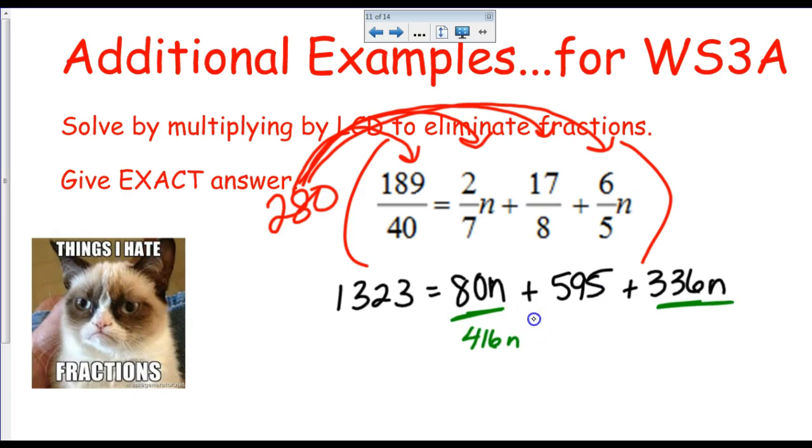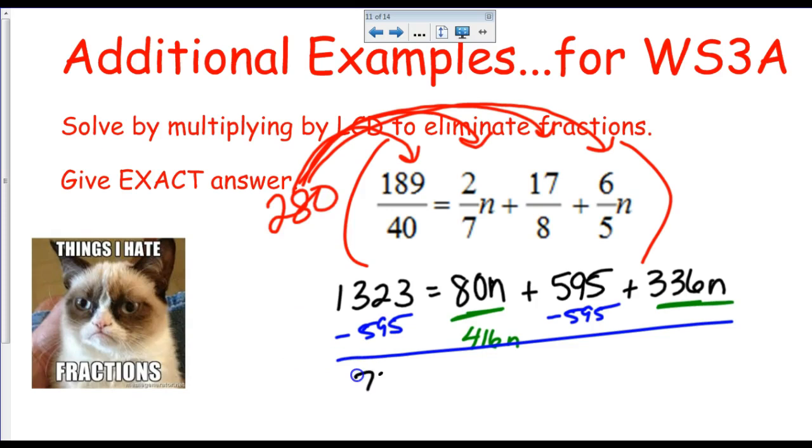And then while we're doing a little work here, I'm going to go ahead and subtract this 595 over. All right, so again, summer. I'll be honest, I wouldn't do this in my head on a good day, much less a summer day. All right, 728 equals 416n, and then dividing both sides by 416. This is the next time a fraction shows up, but you know what, we're done, and I have a calculator, so I don't really care.